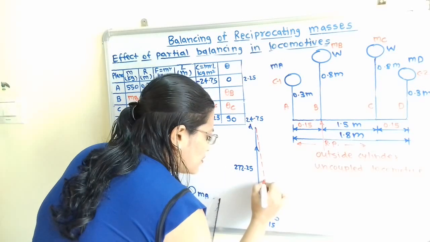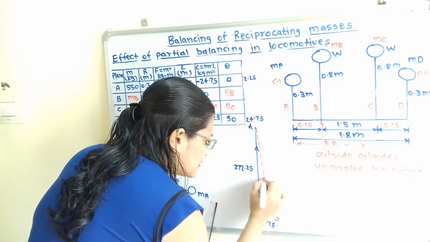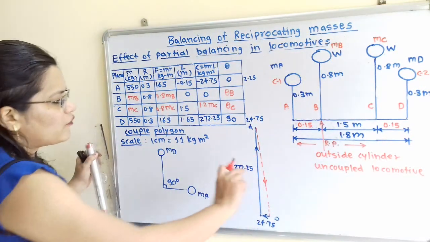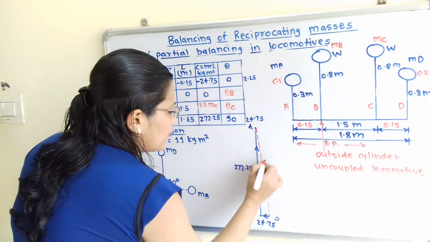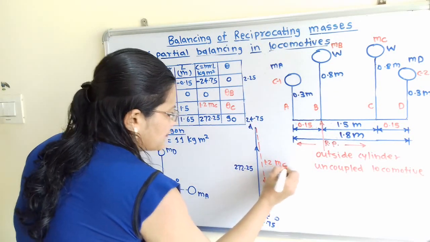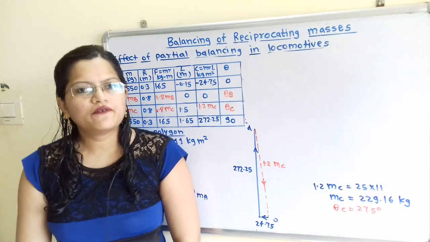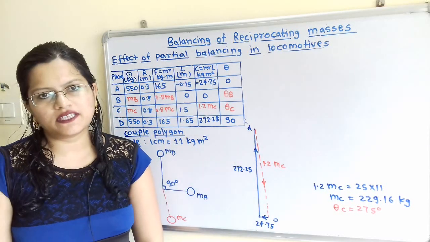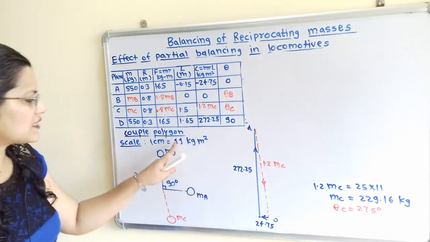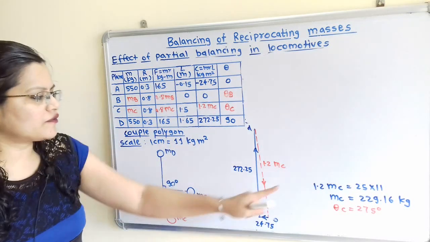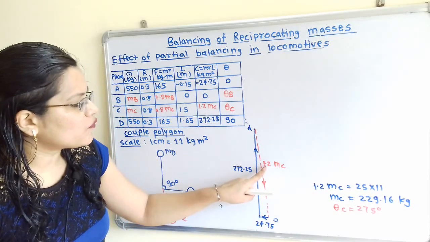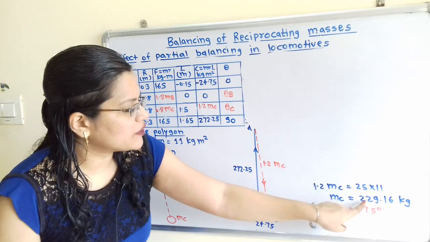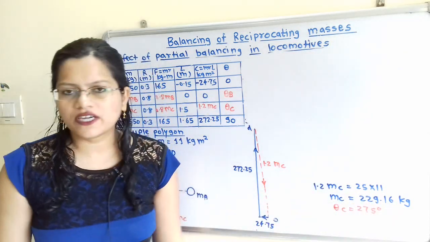We will show the direction also, because this couple polygon should be closed. So the direction is downward. And what is its value? The value is 1.2 mC. If we measure this distance D to O, it is equal to 25 centimeter. So we will multiply with scale 11 kilogram meter square. So 25 into 11 is equal to 1.2 mC. So mC, that is the mass at C, is equal to 229.16 kilogram.